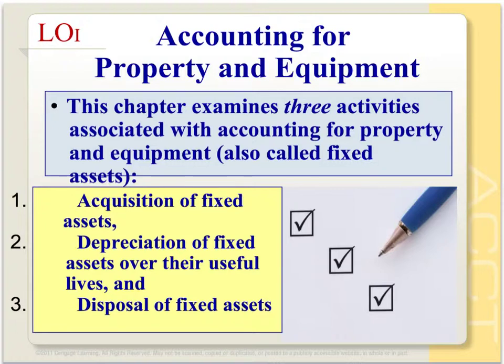How to depreciate the items. Up to this point, you've just taken a debit to depreciation expense and a credit to accumulated depreciation. So by the end of this chapter, you'll have learned how that number comes about. And what happens when we dispose of fixed assets if we have a gain or a loss.